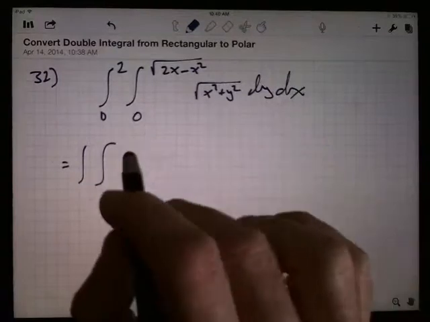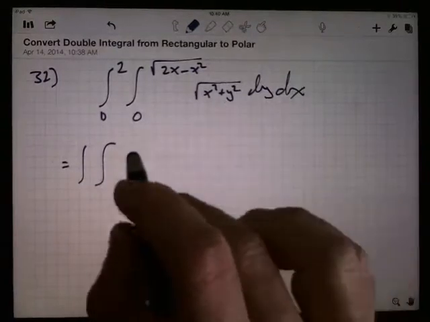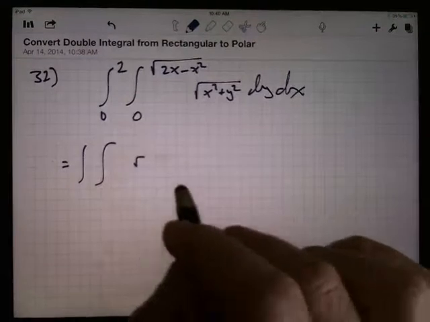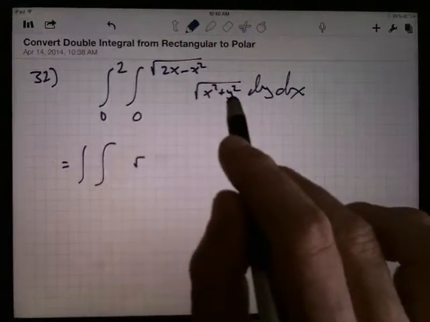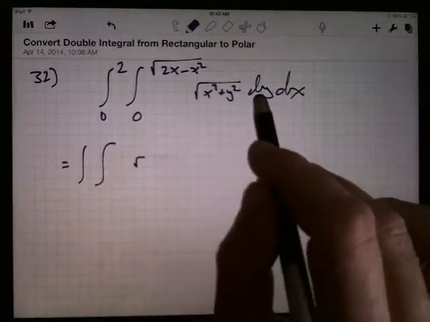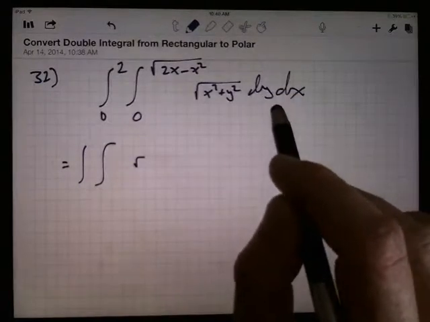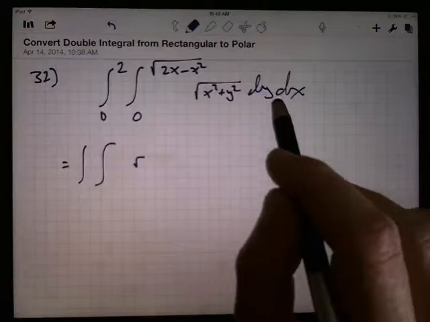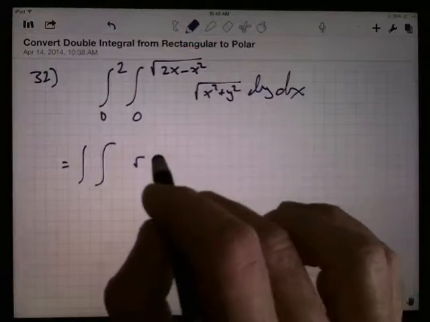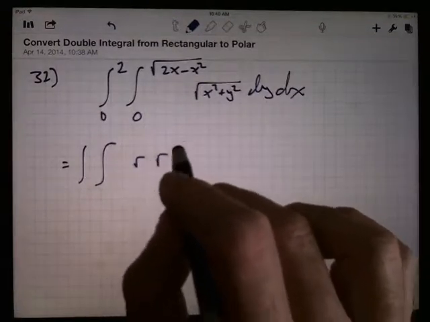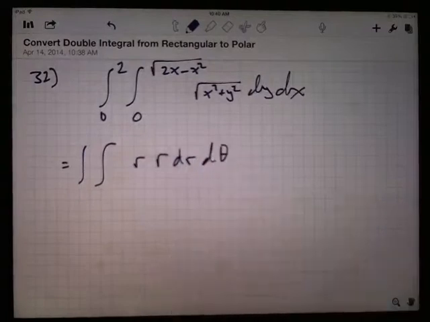The function here is the square root of r squared, so that's just an r. Right? X squared plus y squared is r squared. Square root of that is just r. The dy dx, or the dx dy here, this is dy dx, but either one would convert into r dr d theta. So this is going to end up being an r squared.